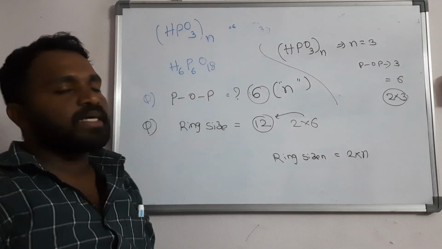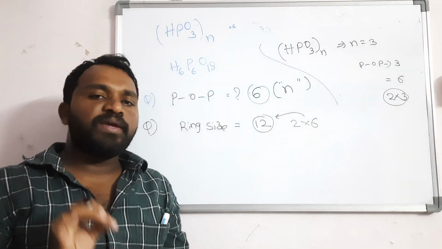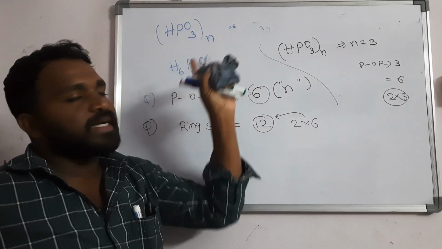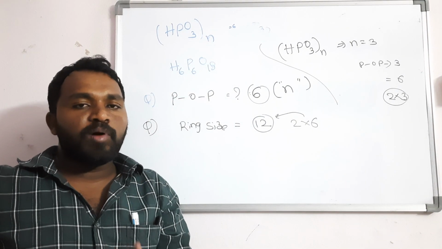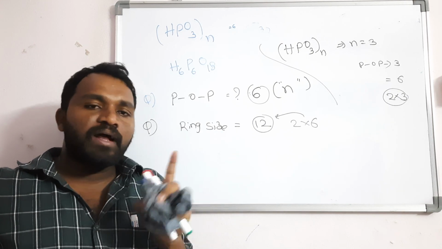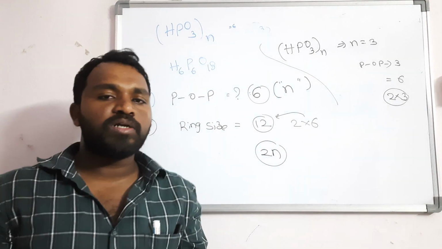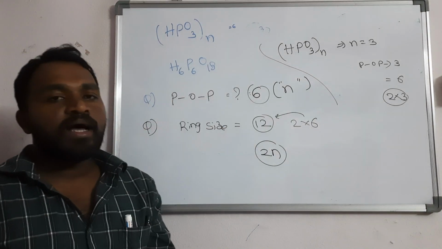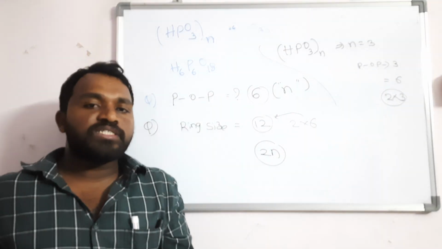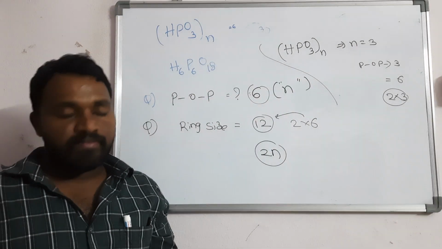So if I give you another example, whatever it is, simply note these points. The number of POP bonds in metaphosphoric acid, that is HPO3 taken n times as a polymer, is n, so 3 for n equal to 3. The ring size is 2n. The number of PP bonds is 0. This is all about the complete information of oxyacids of phosphorus, their oxidation states, their basicity, their structures and their ring size, etc.